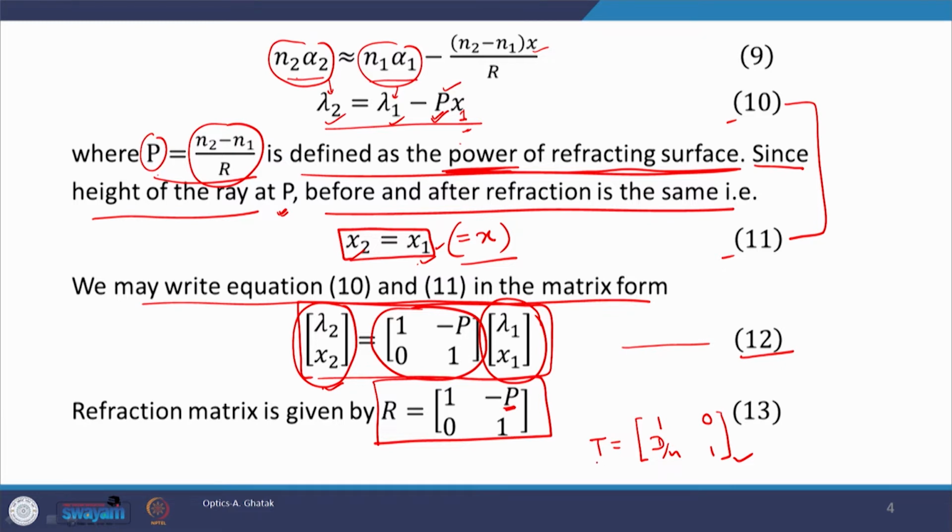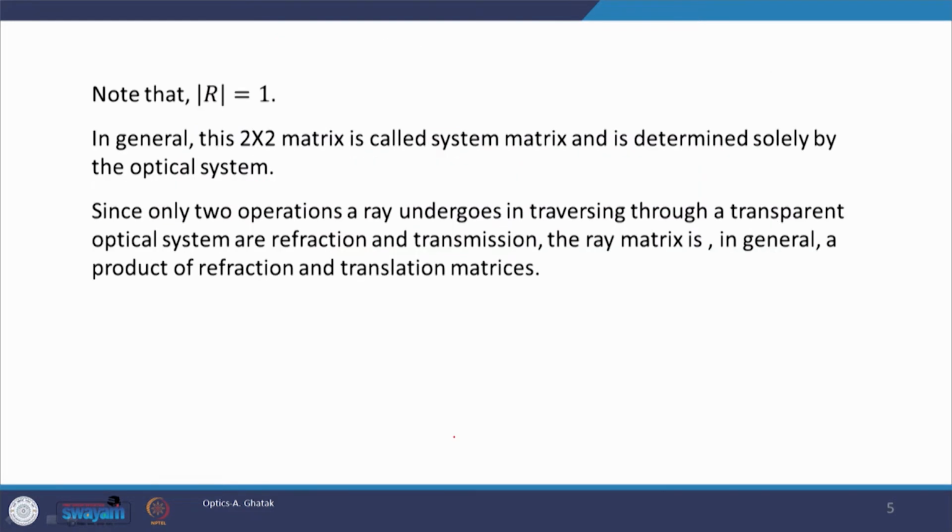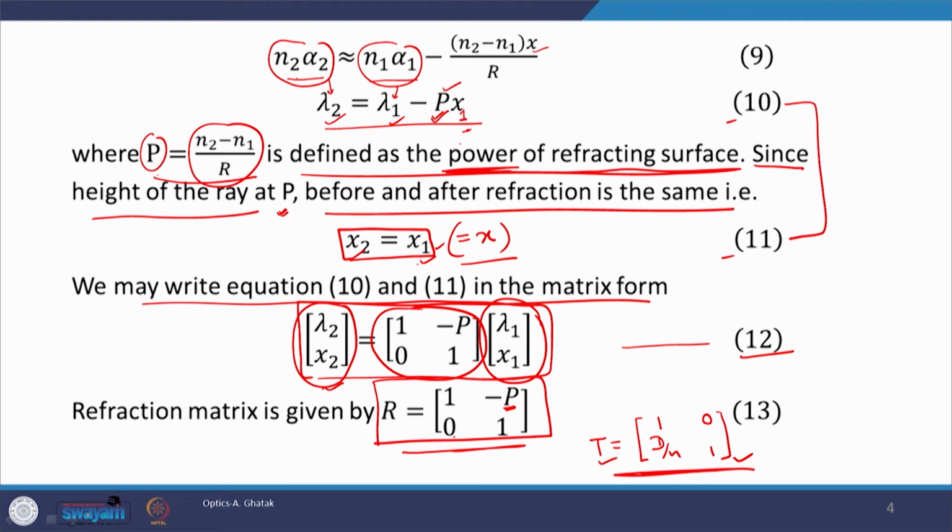Therefore, we have a matrix for translation as well as for refraction. This matrix is called the translation matrix, while this second matrix is called the refraction matrix. It represents refraction. Note here again that if you take the determinant of equation number 13, which is your refraction matrix, it is again equal to 1. Similar to the translation matrix, the determinant of the refraction matrix is also equal to 1.